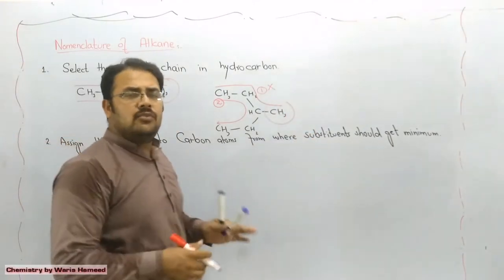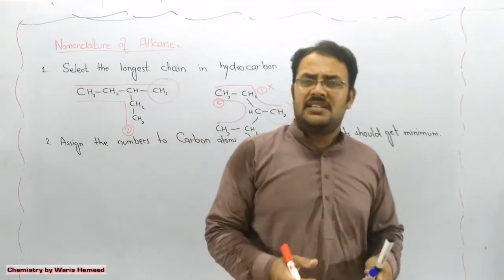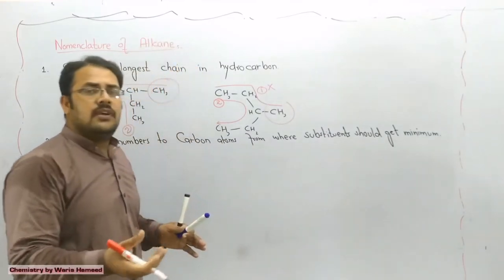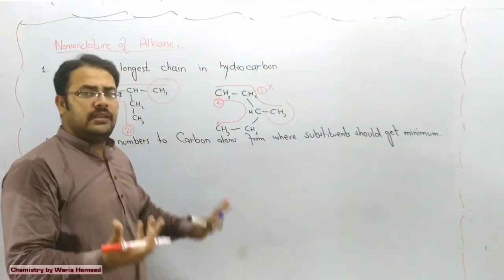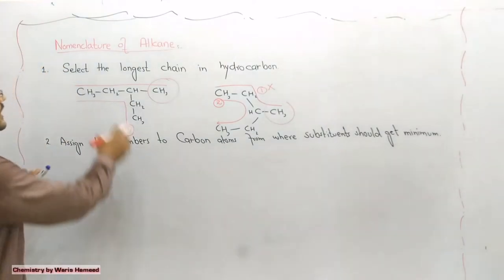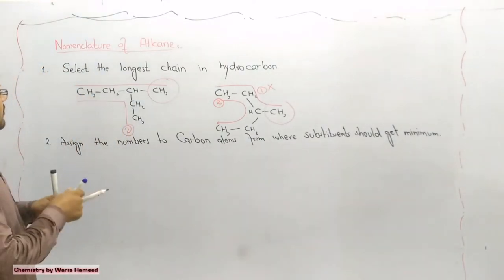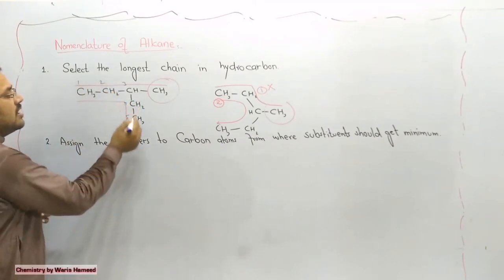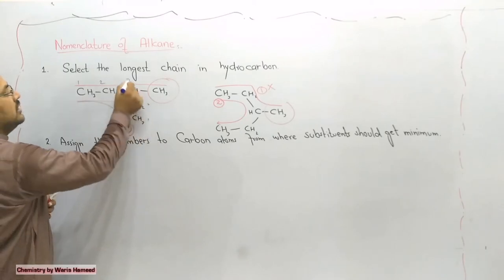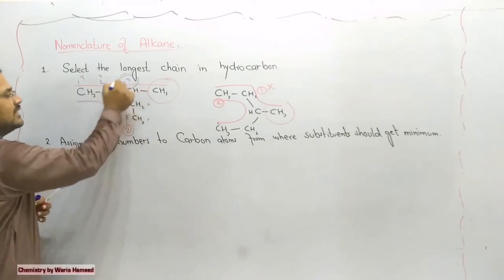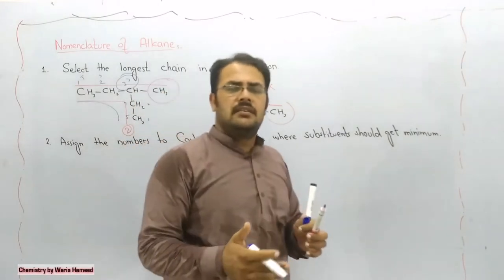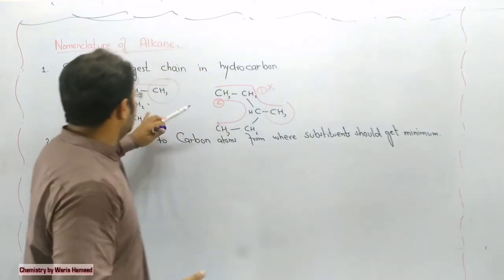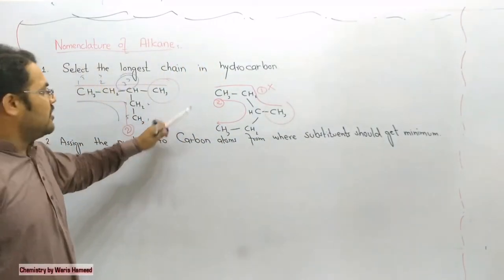Now, we have to give numbers to the parent chain of the hydrocarbon, and keep in mind that we have to give the lowest possible number to any alkyl group or substituent. In this case, if I give numbers from this side, 1, 2, 3, 4, and 5, or from this side, 1, 2, 3, 4, 5, we see that the substituent is attached on the third carbon in both cases. So there is a possibility of numbering from both sides.